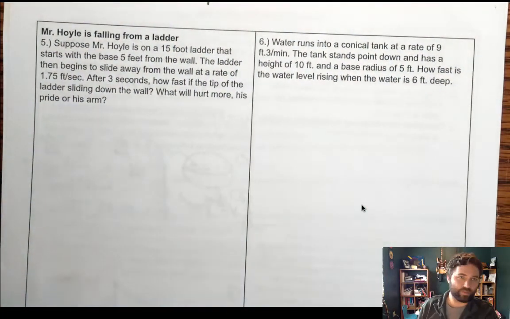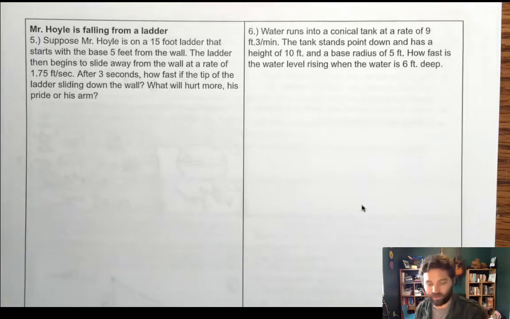Alright, Mr. Hoyle is falling from a ladder. For those of you that aren't aware, one time over Thanksgiving, Mr. Hoyle fell off his ladder. Quite scary when he told me the story. And I do think he got hurt, but not fatally, obviously. So that's where this problem came from.